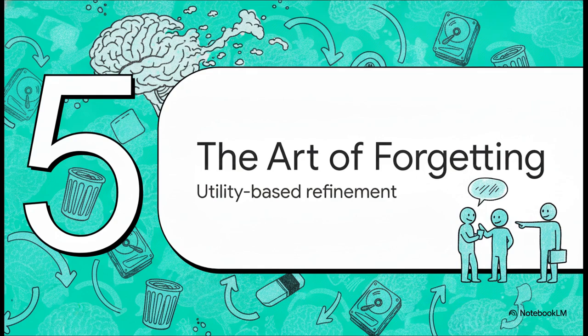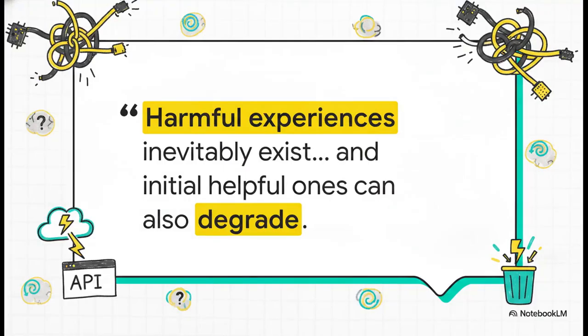On to section 5, the art of forgetting. This is honestly the most human aspect of this whole framework. Just like you and me, an AI actually needs to forget useless trivia so it can remember the stuff that actually matters. As the researchers point out, retaining outdated or harmful experiences actually degrades performance over time. Think about it. If a website's API changes, the AI's old memory of how to use it instantly becomes toxic noise. It has to be able to let it go.